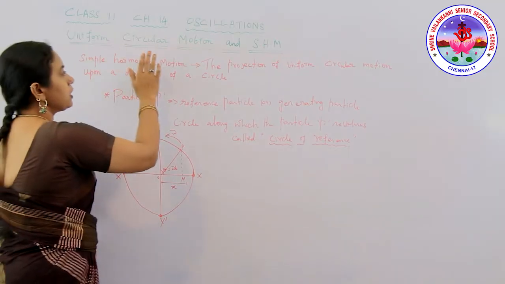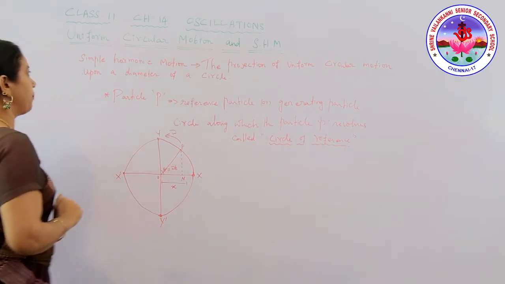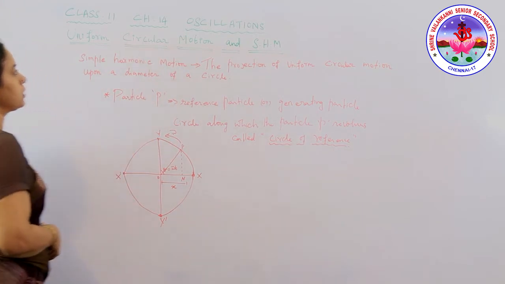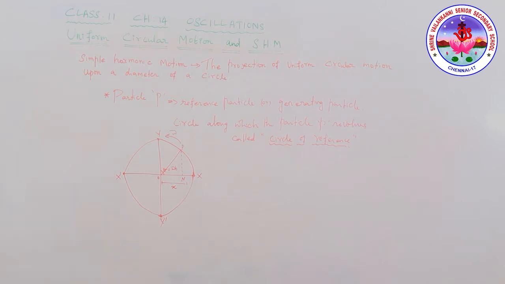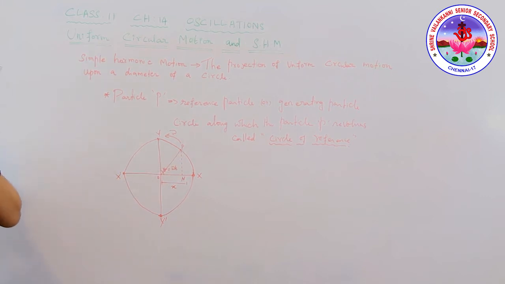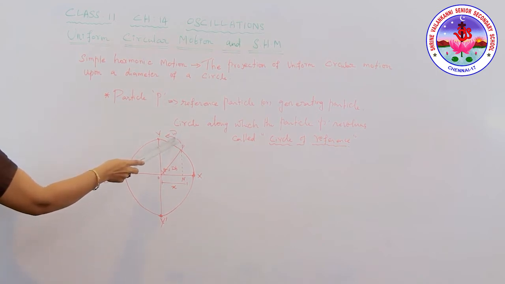Yes, uniform circular motion and the SHM. How is simple harmonic motion related to uniform circular motion? Observe this diagram. Through the diagram, you may understand that we have a particle P which is moving along a circle. The radius we have taken is A, and the particle moves with uniform angular velocity omega.